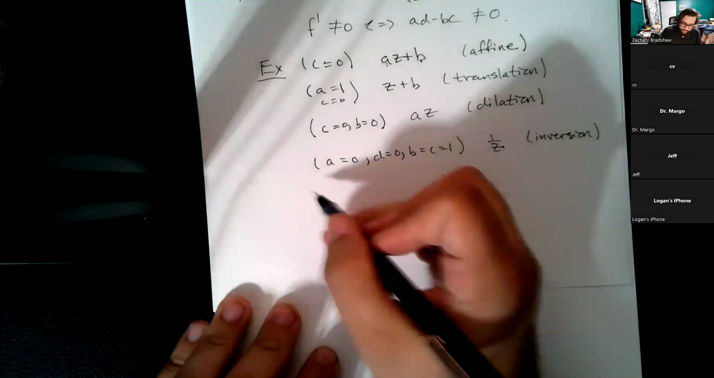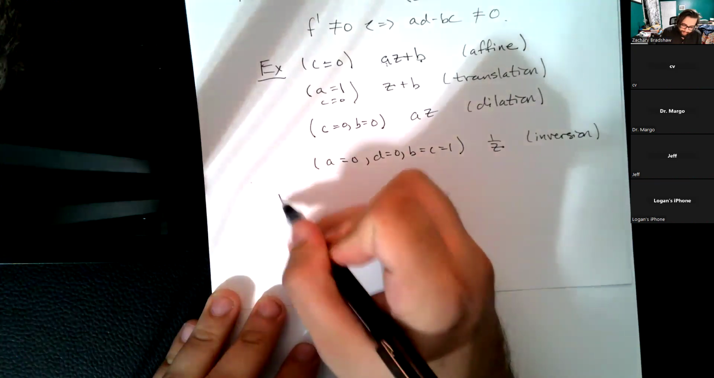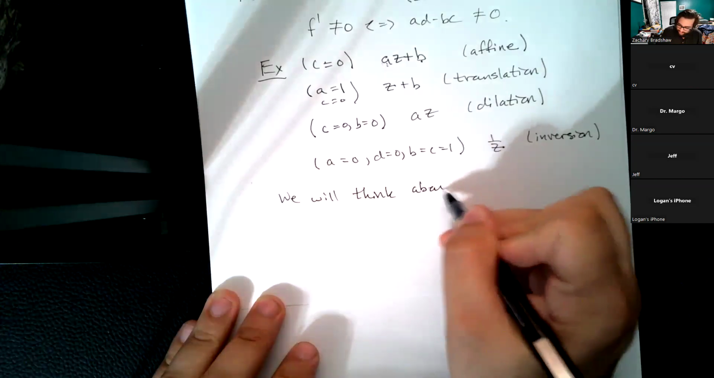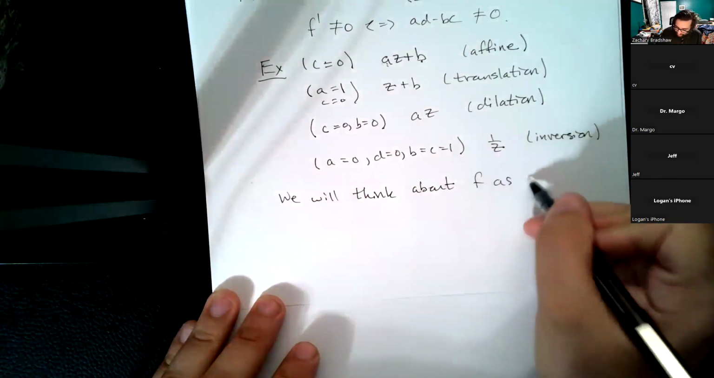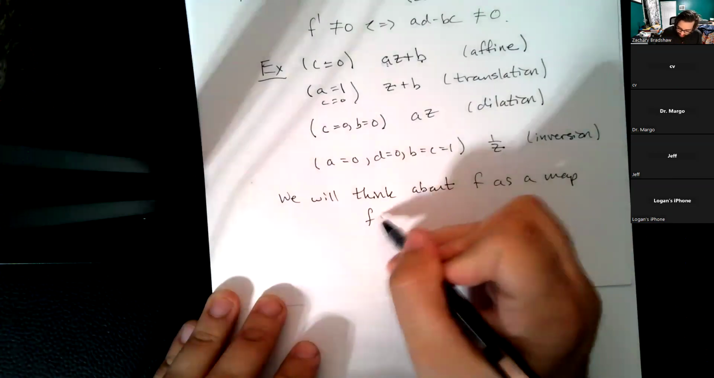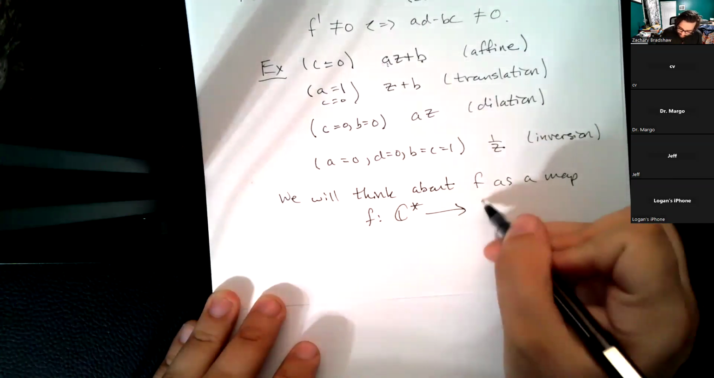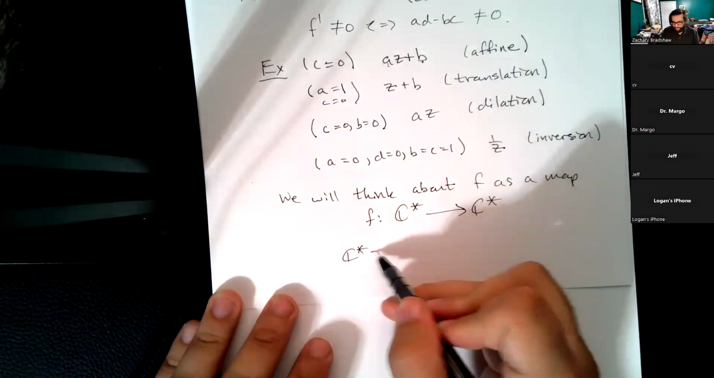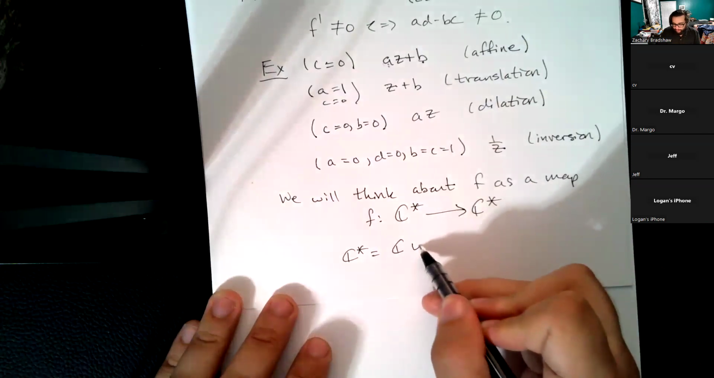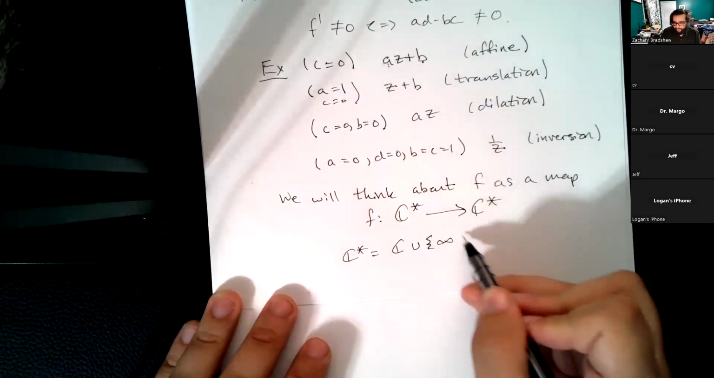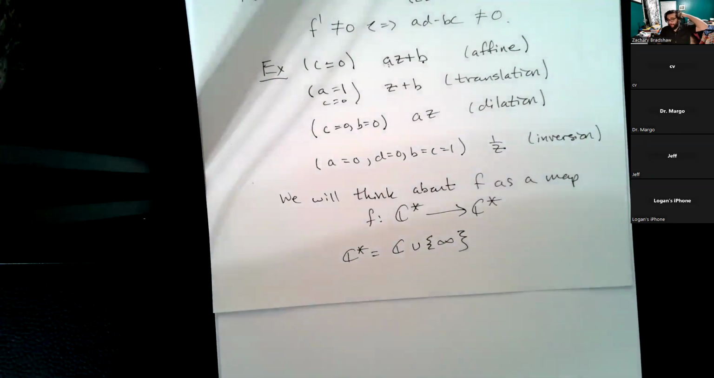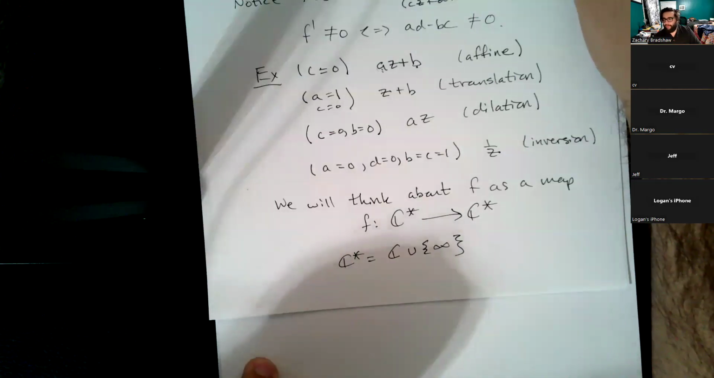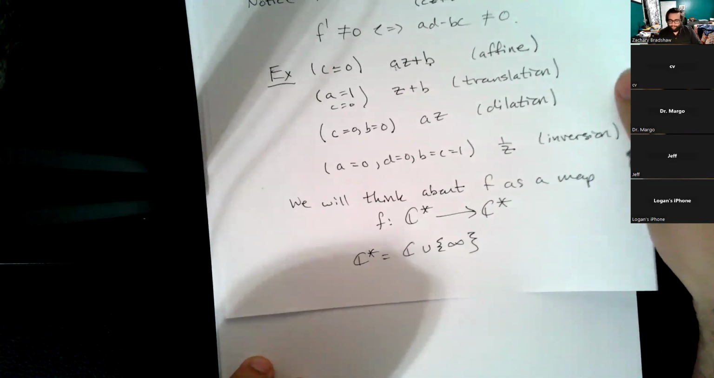So, in what follows, we will think about f as a map from the extended complex plane to itself. What does that mean? It's the complex plane including infinity. And so I think I should really take a second to explain what that looks like topologically.